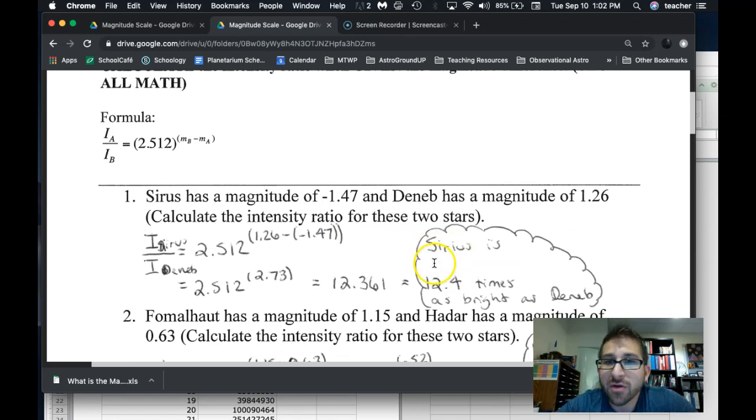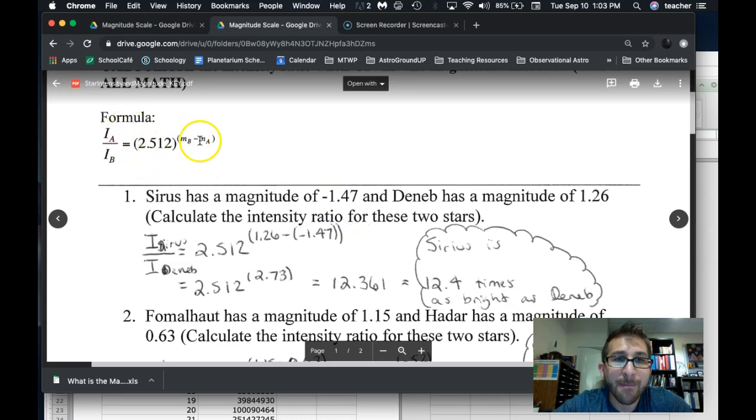So you can see here that it says Sirius is 12.4 times as bright as Deneb. So that's the first equation. We're going from a magnitude difference to determine what the intensity ratio is. And that's what this number is. This 12.4 is this ratio of IA over IB.